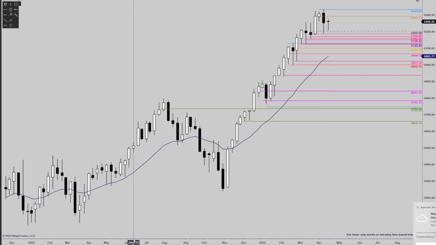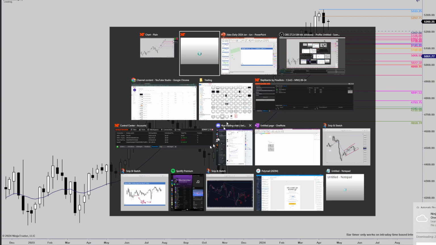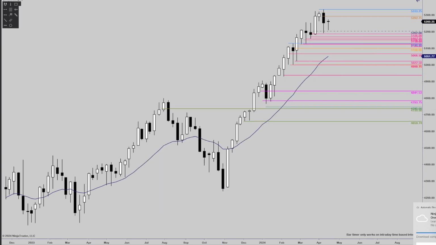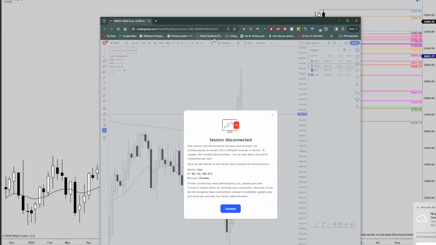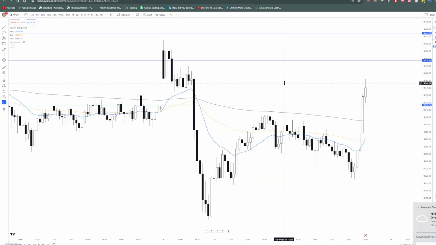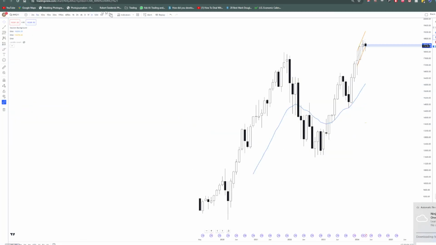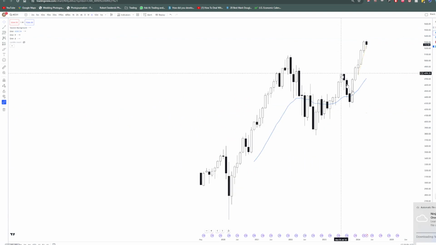Let's see if this is loaded. No, it's not loading. Let's use TradingView. TradingView, where's TradingView? No, I can't seem to find my... Oh, there we go. All right, so monthly on TradingView for MES.